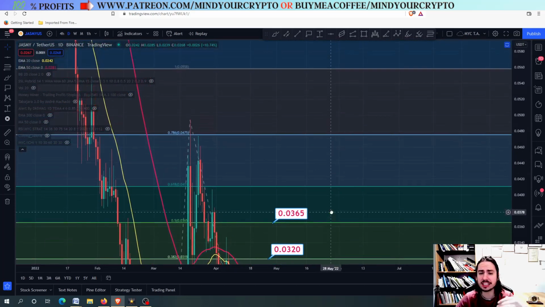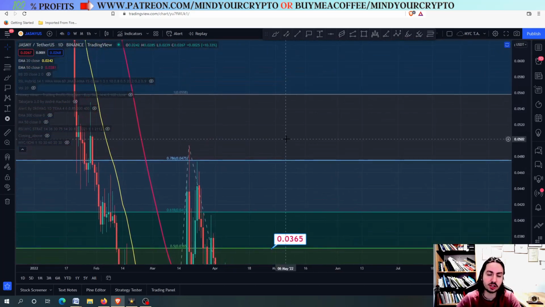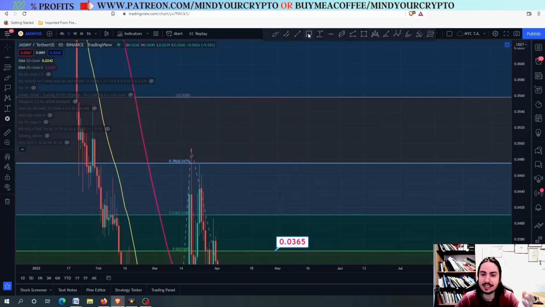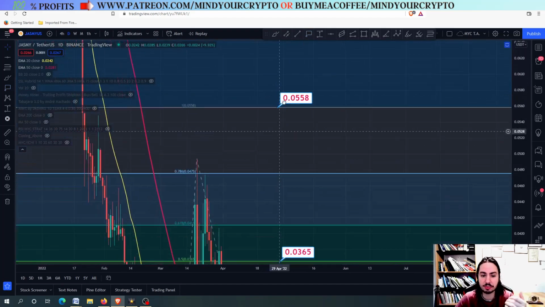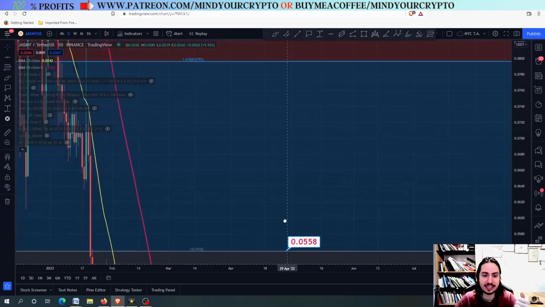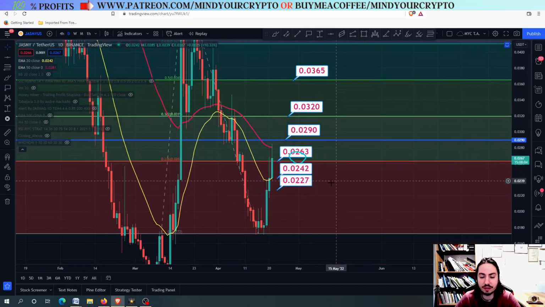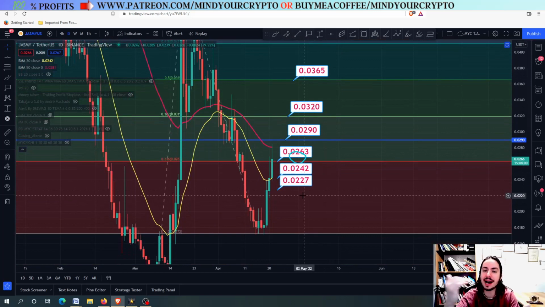Now, many people ask me, can Jasmy go to 1 USDT? For me personally, this is a no. However, approaching a realistic price like 0.0558, okay, or something like that could be the case, right? Could be the case that we go to 0.0797. It could be the case that we go even higher, but at the same time right now, we have to take it step by step as we always do.